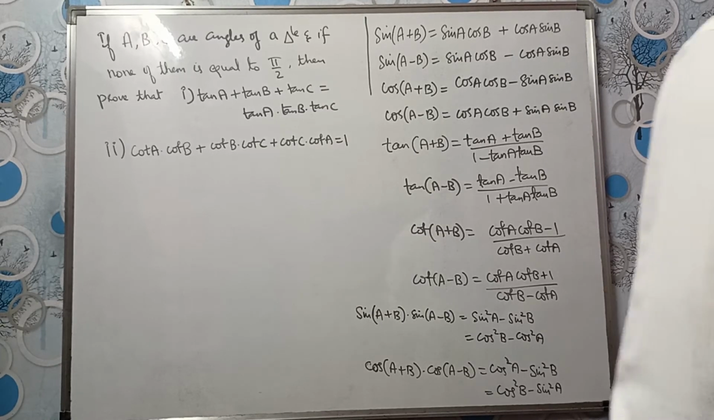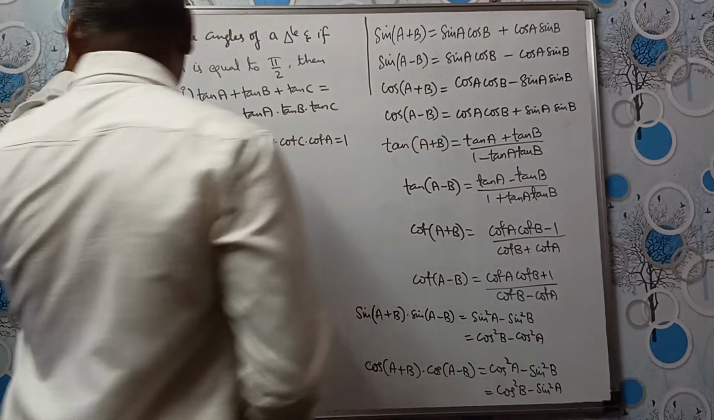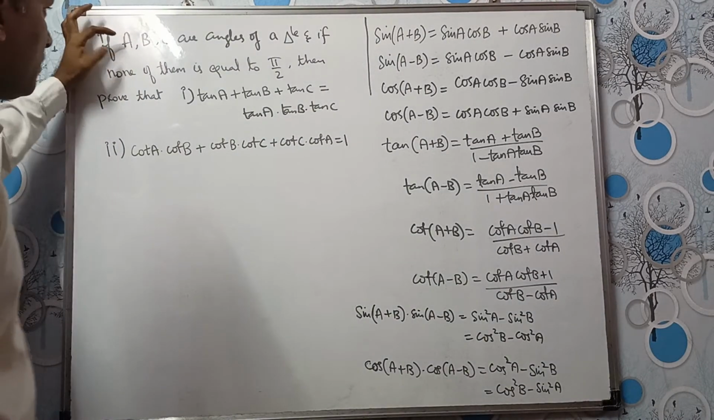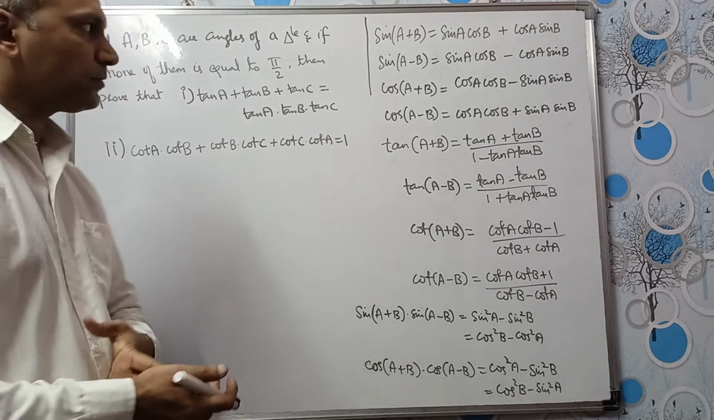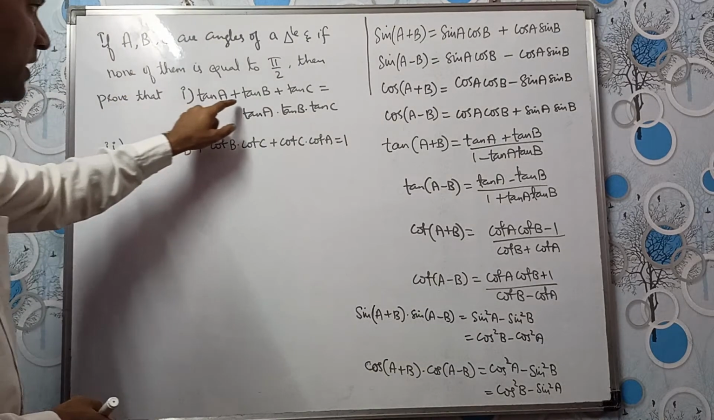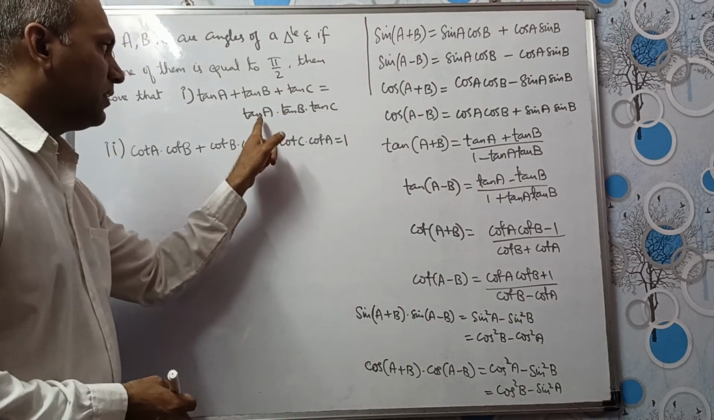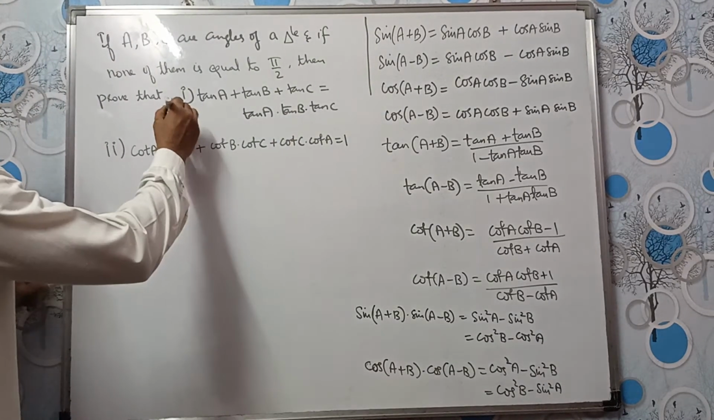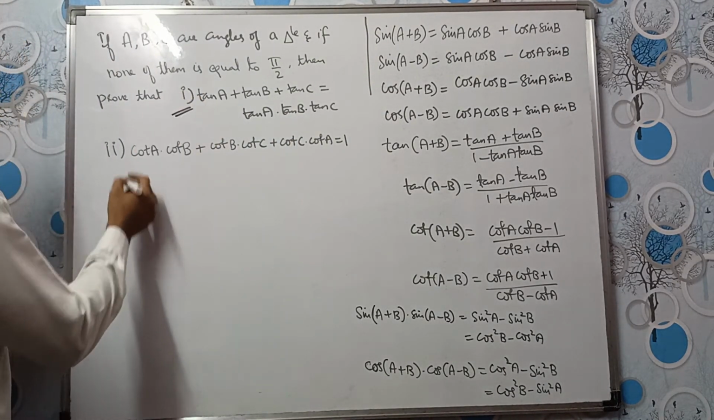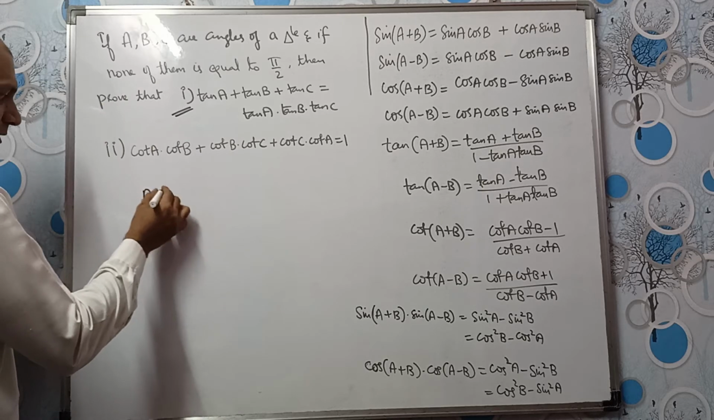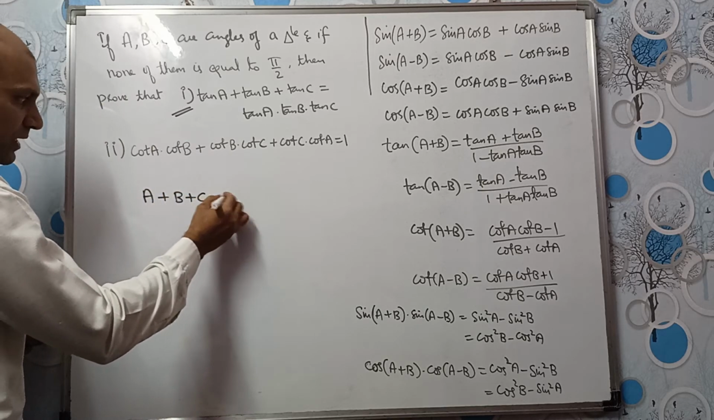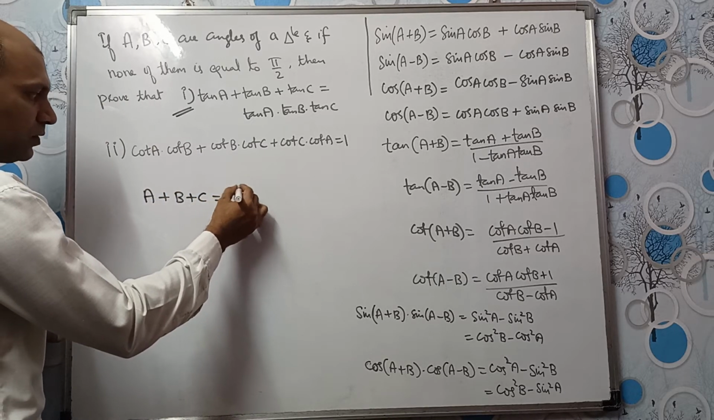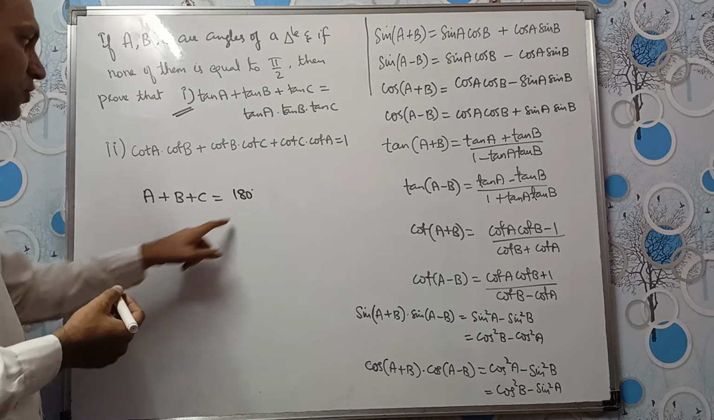Okay. Easy problem here. If A, B, C are angles of a triangle and if none of them is equal to π/2, then prove that tan A plus tan B plus tan C is tan A multiplied by tan B multiplied by tan C. Let us prove the first one. See, A, B, C are angles of a triangle. That means if we add these 3, it should be equal to 180 degrees, right? It should be equal to π.